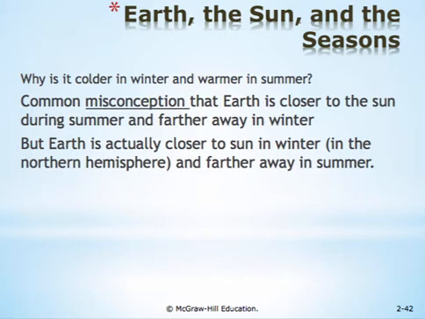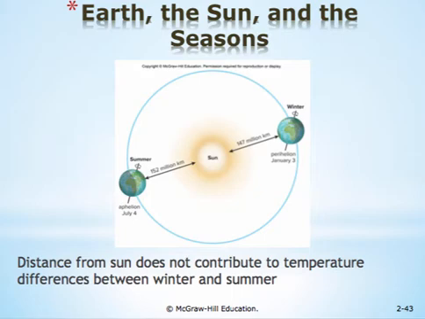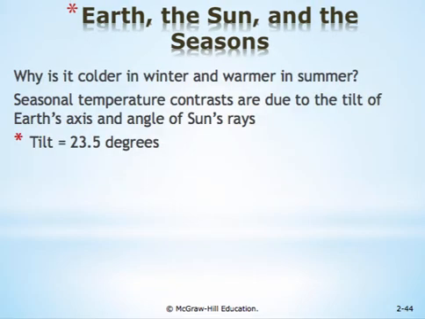Earth is actually closer to the sun in the winter in the northern hemisphere and farther away in the summer. In the southern hemisphere, below the equator, it's the opposite. The distance from the sun does not contribute to the temperature differences between winter and summer. Well then, why is it colder in the winter and warmer in the summer? The seasonal temperature contrasts are due to the tilt of the Earth's axis and the angle of the sun's rays. The tilt is 23.5 degrees.